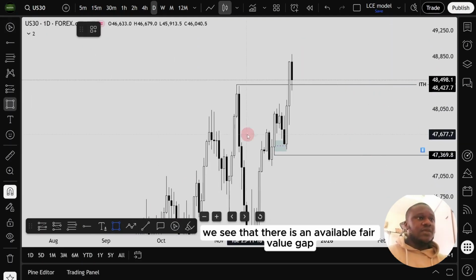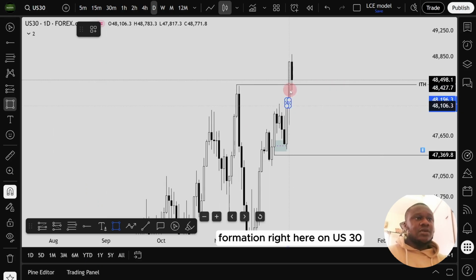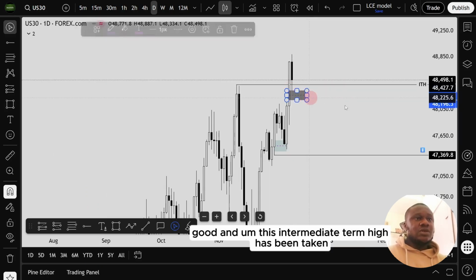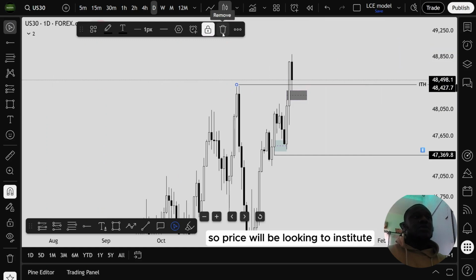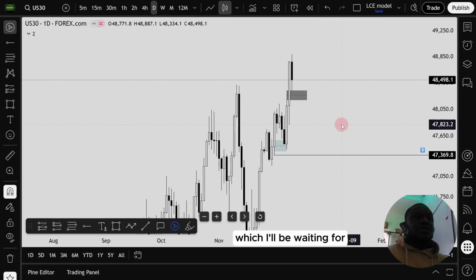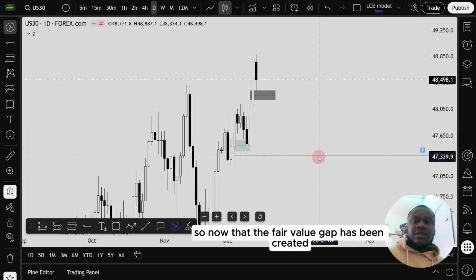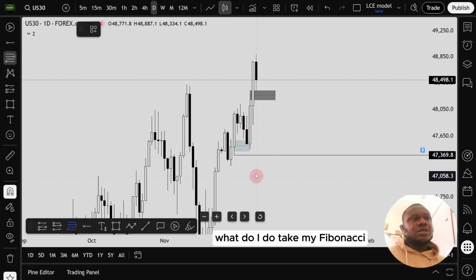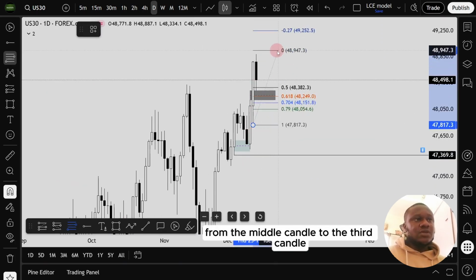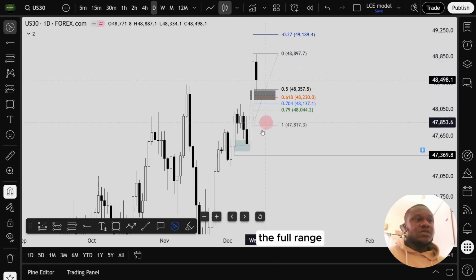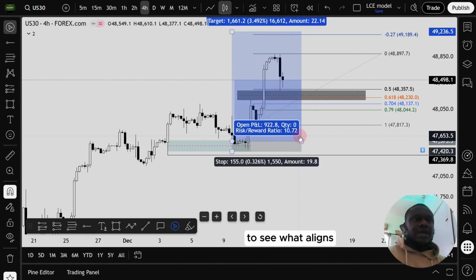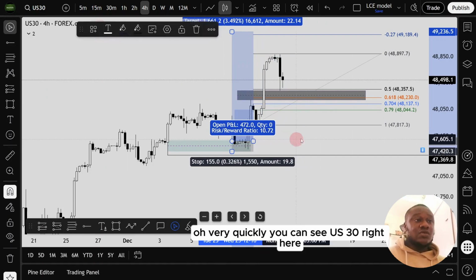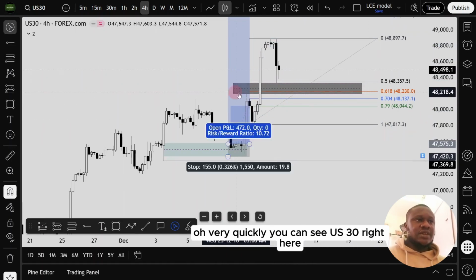Already, we see that there is an available fair value gap formation right here on USDT. Good. And this intermediate term high has been taken, so price will be looking to institute another intermediate term high, which I'll be waiting for. So now that the fair value gap has been created, what do I do? Take my Fibonacci, the key range from the middle candle to the third candle, the full range from the first candle to the third candle, and then I drop down to my 4-hour time frame to see what aligns and how it makes sense.